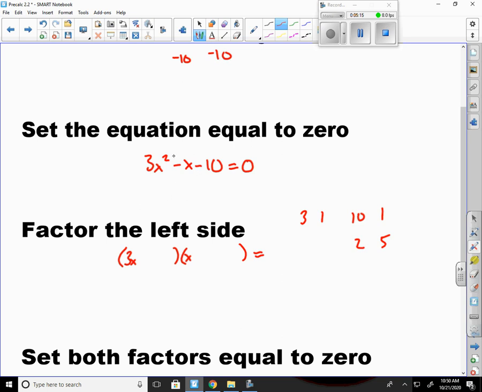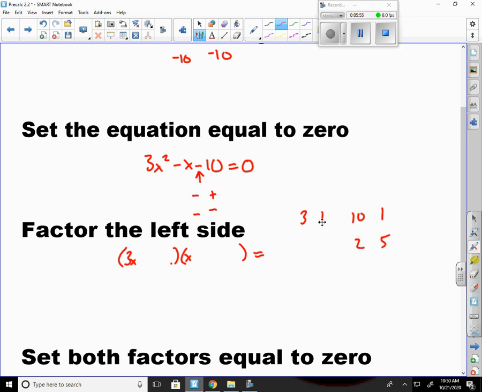Additionally, I need to figure out what my signs inside of here are going to be. In this case, it's going to be a minus and a plus. And the reason for that is that as long as my back number is a minus, it tells me that I'm going to have a minus and a plus. If my back number was a positive and this was a minus, it tells me it's a minus and a minus. If my back number is positive and this is positive, it's going to be a plus and a plus. So in this case, I'm going to have a plus and a minus.